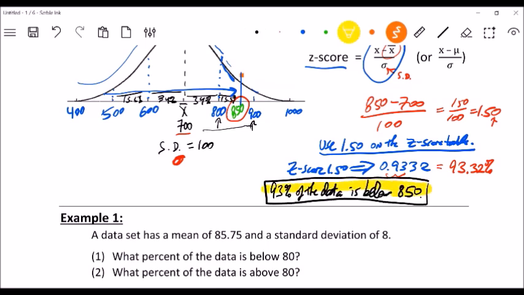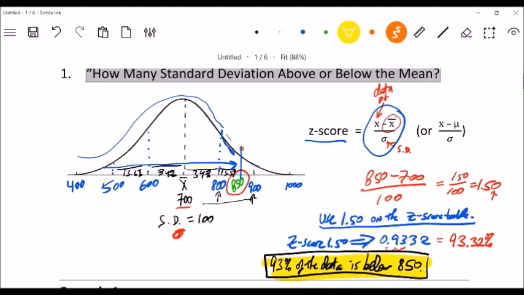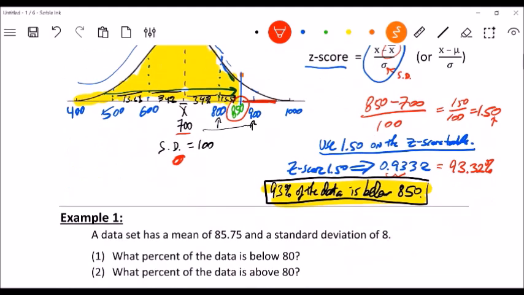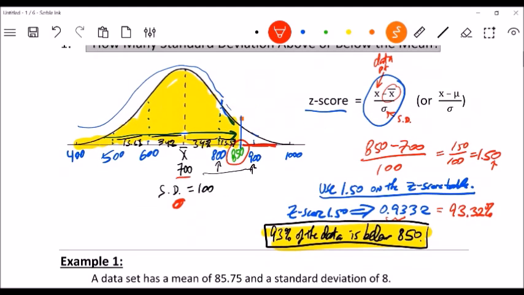93% is a lot of it. Well, the reason for that is because it's all the area below it, all the way down to the other tail. So the only part that is not included here is this part, and that ends up being about 7%. So above 850 is 7% of the data, and below 850 is 93% of the data.